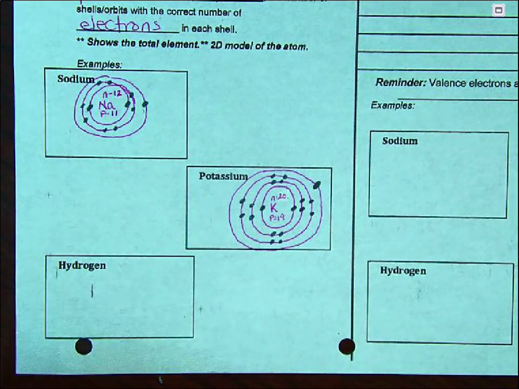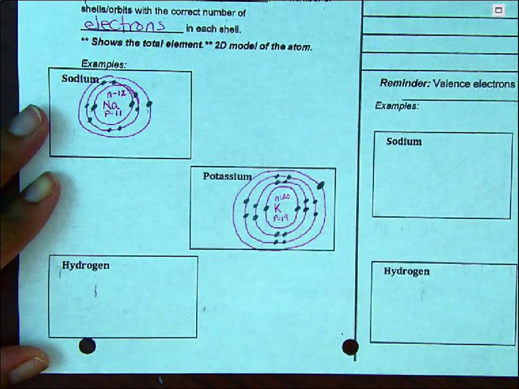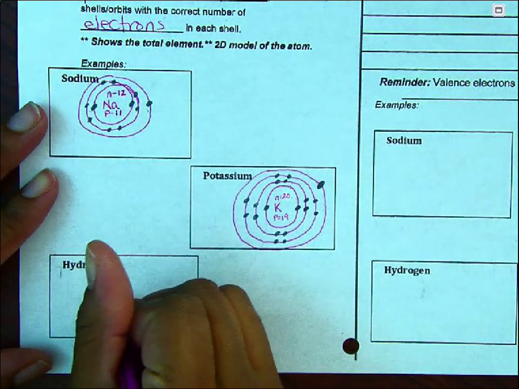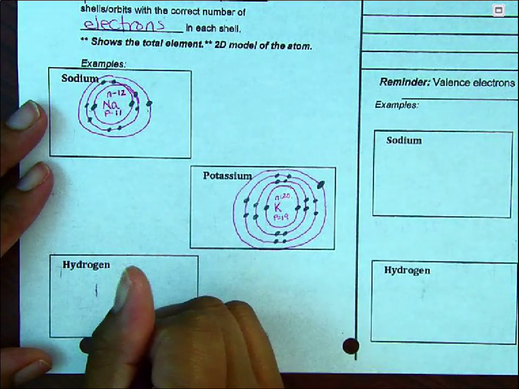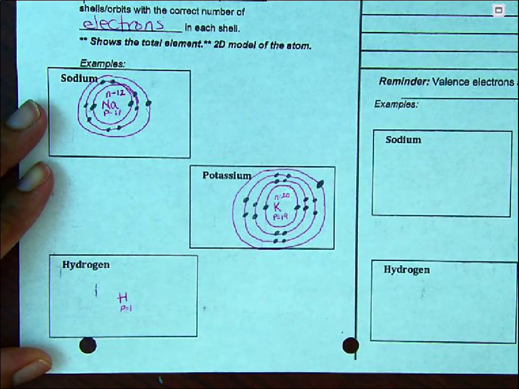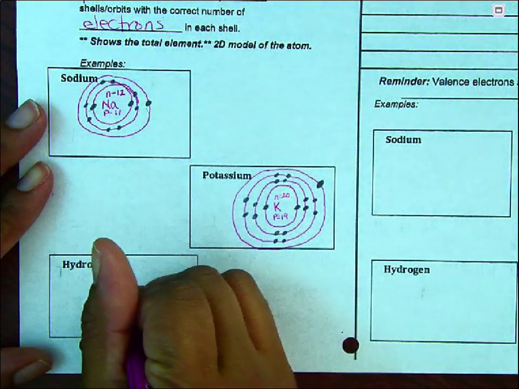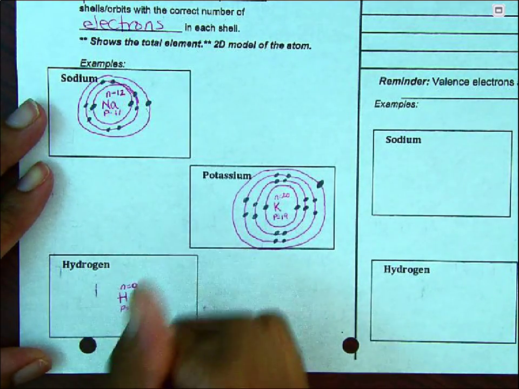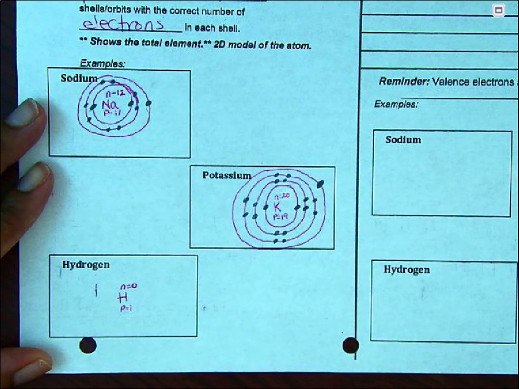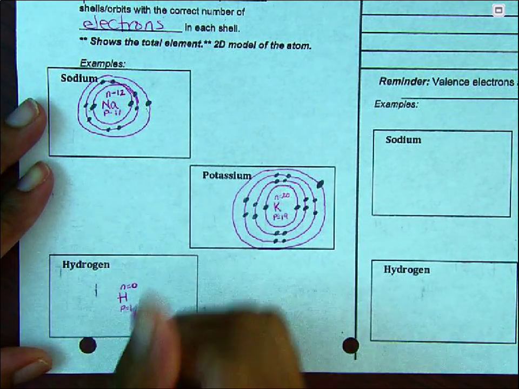All right, Nakaya, tell me my first step. Walk me through this entire one, which is H. Zero. Because our atomic mass is what? 1. Now what, Nakaya? How many shells? 1.